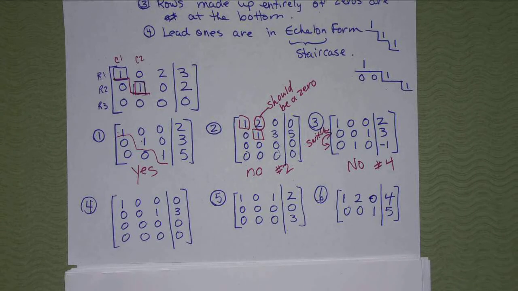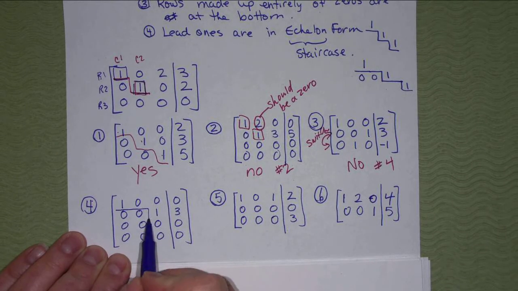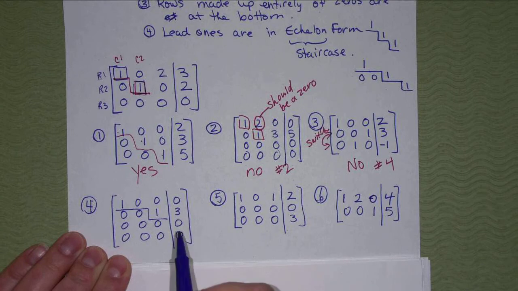Okay, so 4, what do you think? Yes. 4 is yes. The ones don't have to be in an exact diagonal, but they do have to be in the row below. Any rows of zeros are at the bottom. There's a lead 1, zeros everywhere else, a lead 1, zeros everywhere else. That's good.